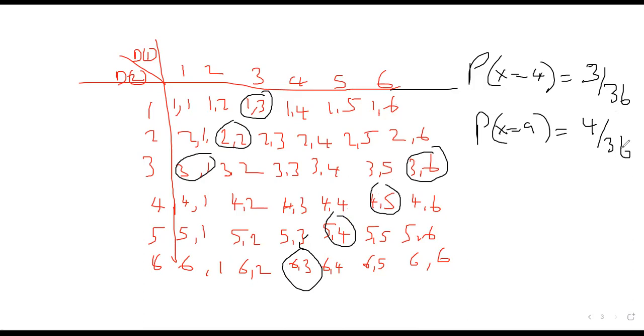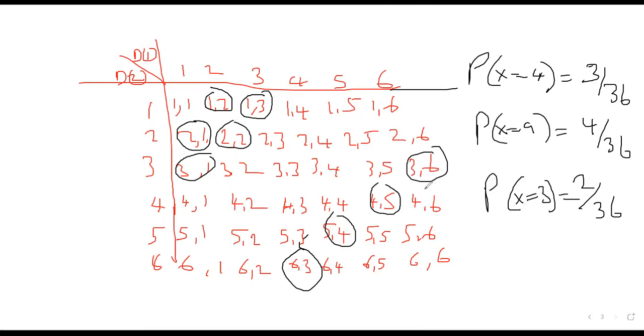Who wants to try? What's the probability that we're going to get a 3? Sum of 3. Which diagonals are we going to consider? 3. 1, 2, and 2, 1. So this will be 2 outcomes out of what? 36.